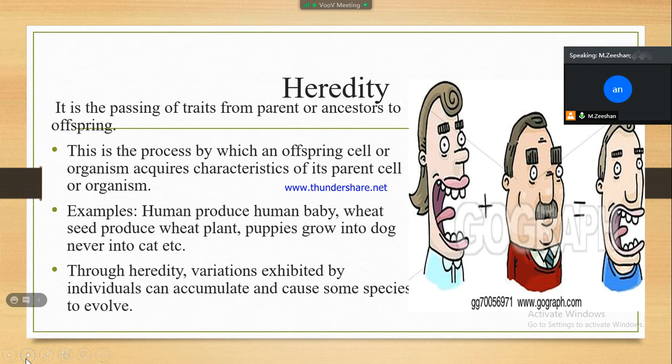Then heredity. What is heredity? Basically, when a trait is passed from mother and father to the offspring, it is known as heredity. Like mother plus father is equal to offspring. So this is a picture of a boy, but his laughing style is like his mother. This is the process by which an offspring organism acquires the characters of its parent organisms.